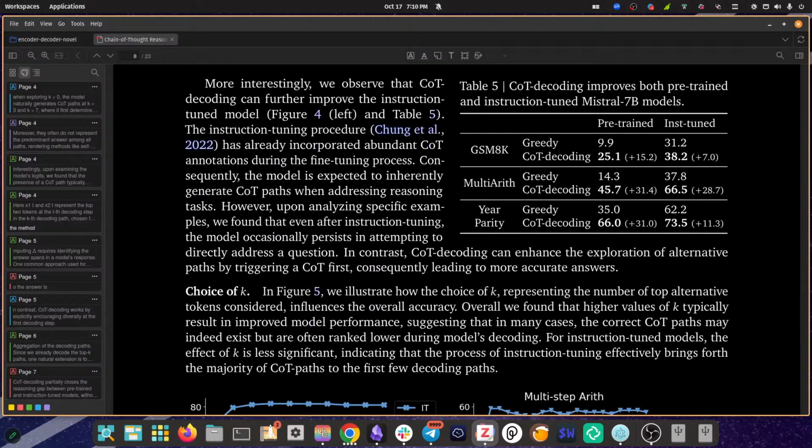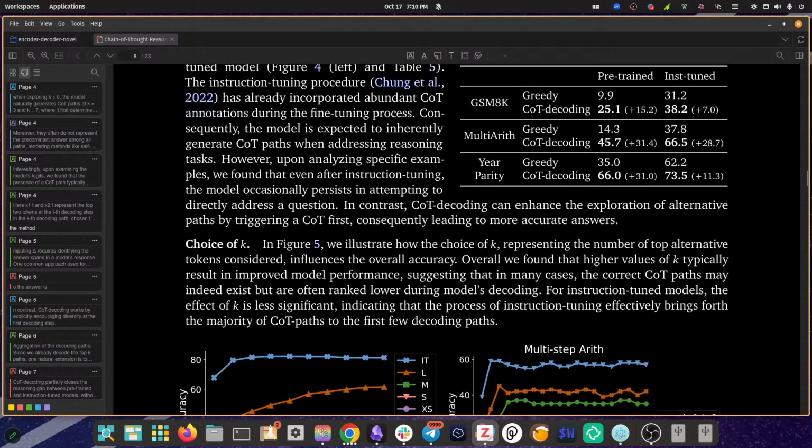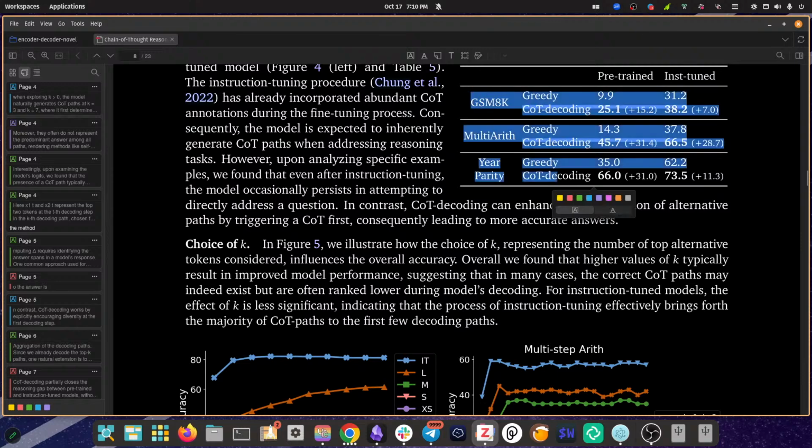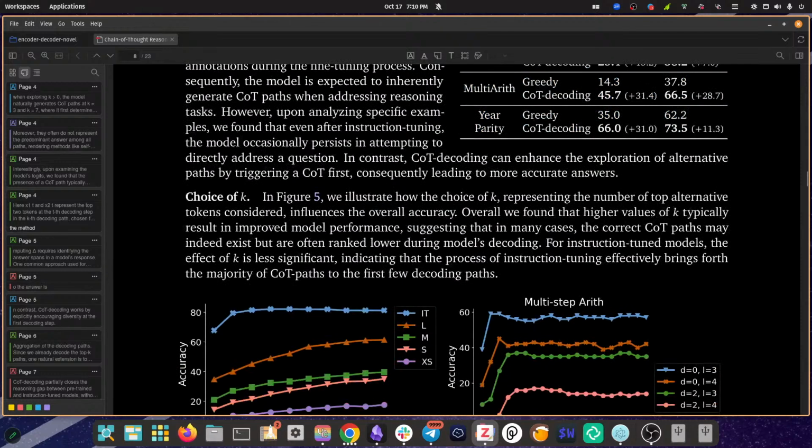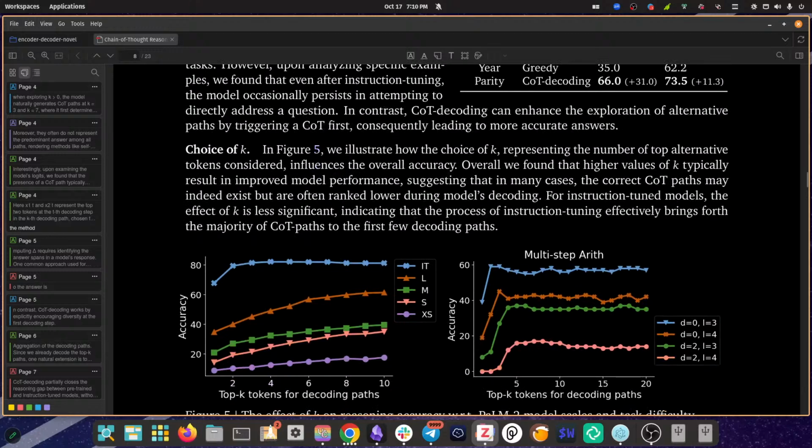So you're still spending the same amount of compute, but presumably the high delta includes chain of thought answers that are better, which makes sense because you are instruction tuned and you are instructing it to do one of these things. So those chains of thought should be more consistent. Occasionally persists in attempting to directly address a question.